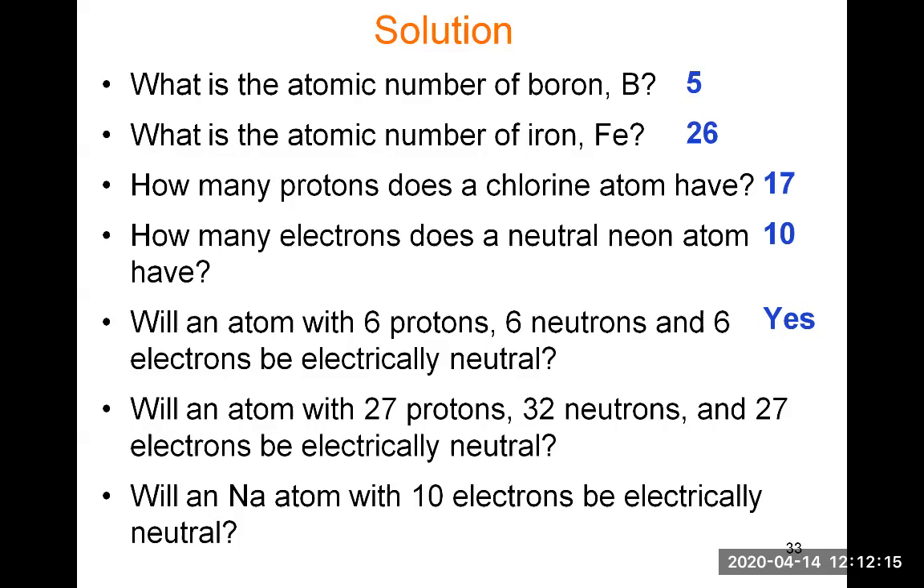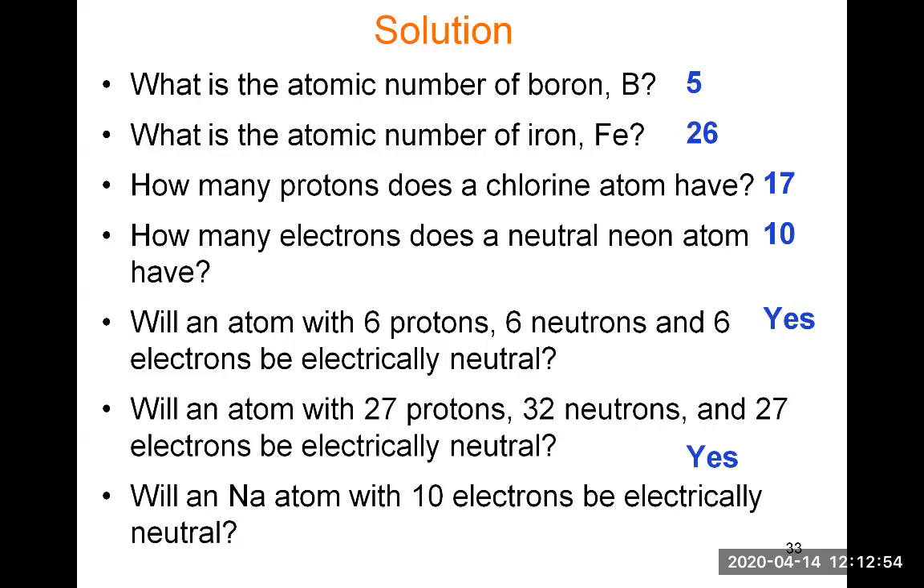Will an atom with 27 protons, 32 neutrons, and 27 electrons be electrically neutral? Yes, again, it will be electrically neutral. It's very similar to the previous question. The 27 positive charges from the protons will be cancelled out by the 27 negative charges from the electrons, because we have as many protons as electrons, so it's neutral. Again, neutrons only contribute to the mass, not to the electrical charges.